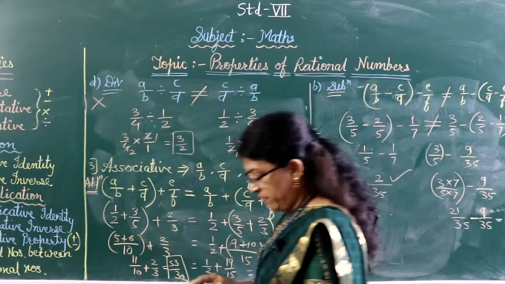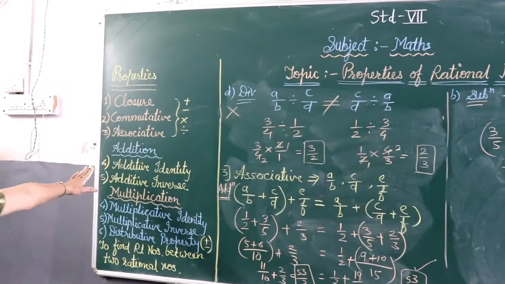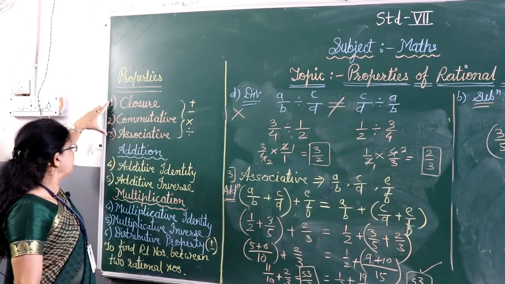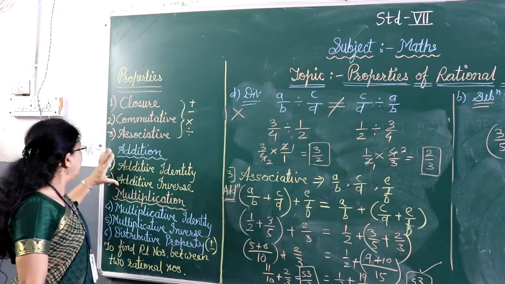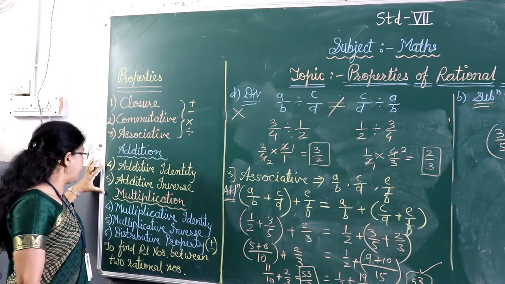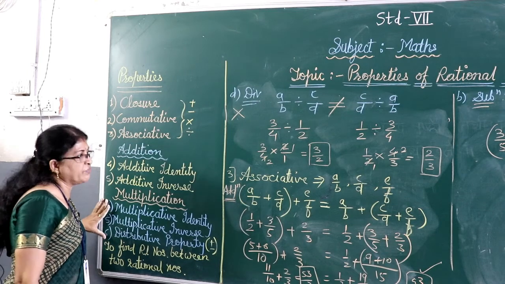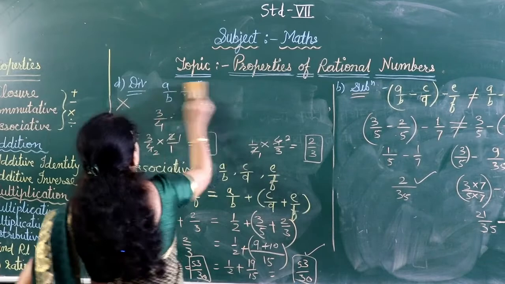Understood? Now we will come to the next property. For addition there are two more properties. These three properties we can apply for all four basic operations, but for addition there are two more properties, and for multiplication also there are three more properties. We will see that now.